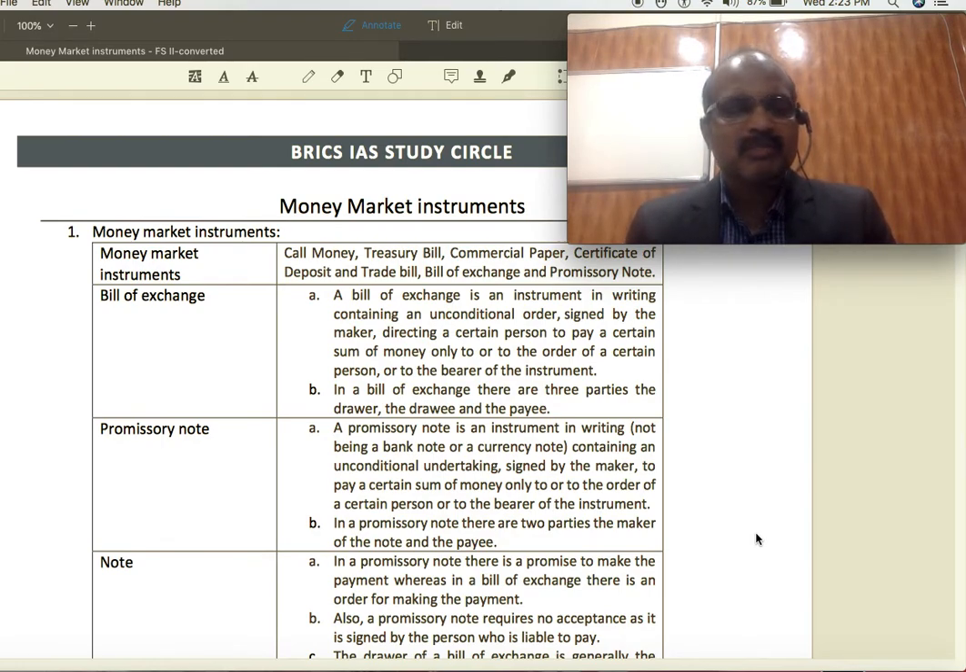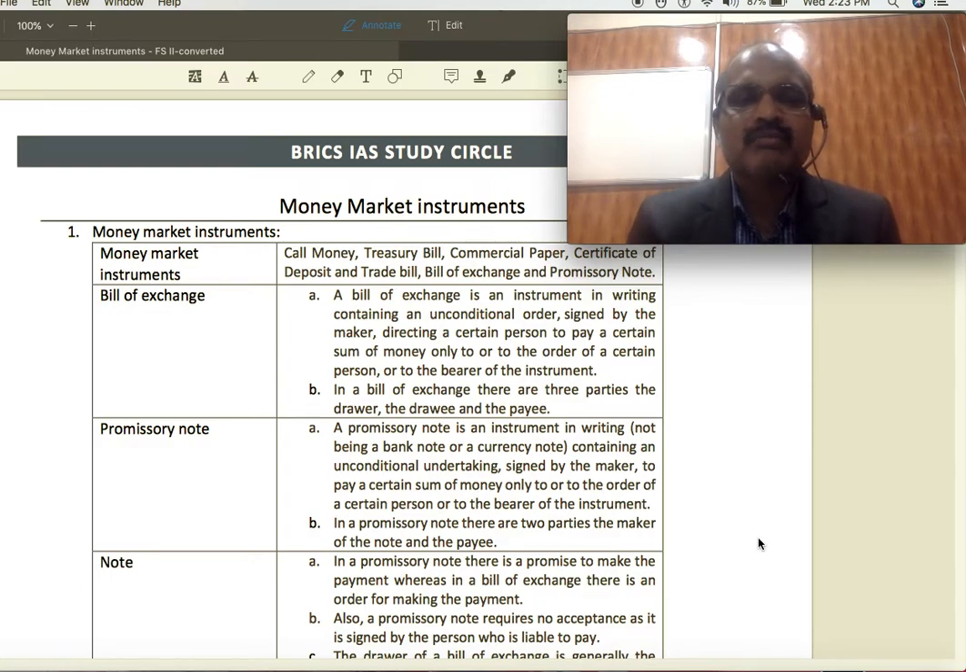Money market instruments, part 2, that is financial system. In my last class I gave you the difference between capital market and money market. Now I'm trying to explain money market instruments. Money market instruments in the sense what all financial instruments we normally use in the money market when it comes to lending and borrowing.